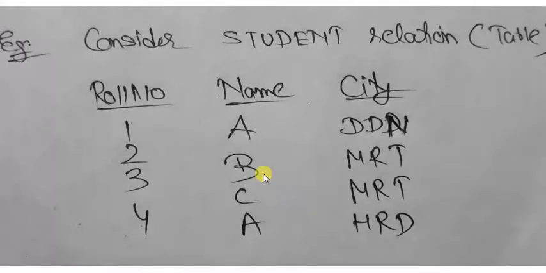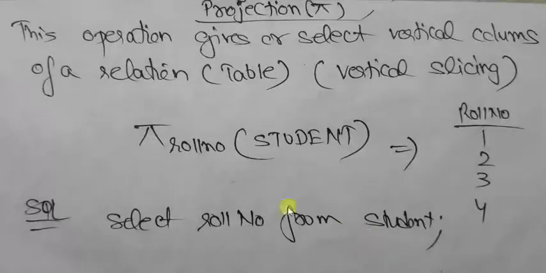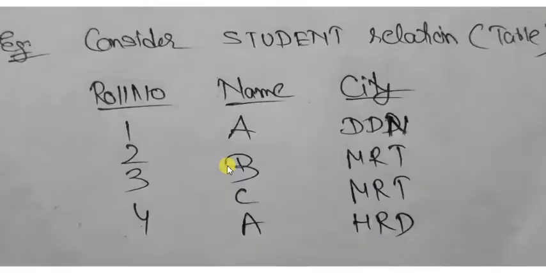First of all, consider this table, student relation or a table. You must remember that in theory we call it a relation and practically it is called a table. So it has roll number 1, 2, 3, 4, Dehradun, Meerut, Haridwar. Now, projection operation. This is a very simple operation. This operation selects or extracts vertical values of a table, or you can say vertical columns or vertical slicing.